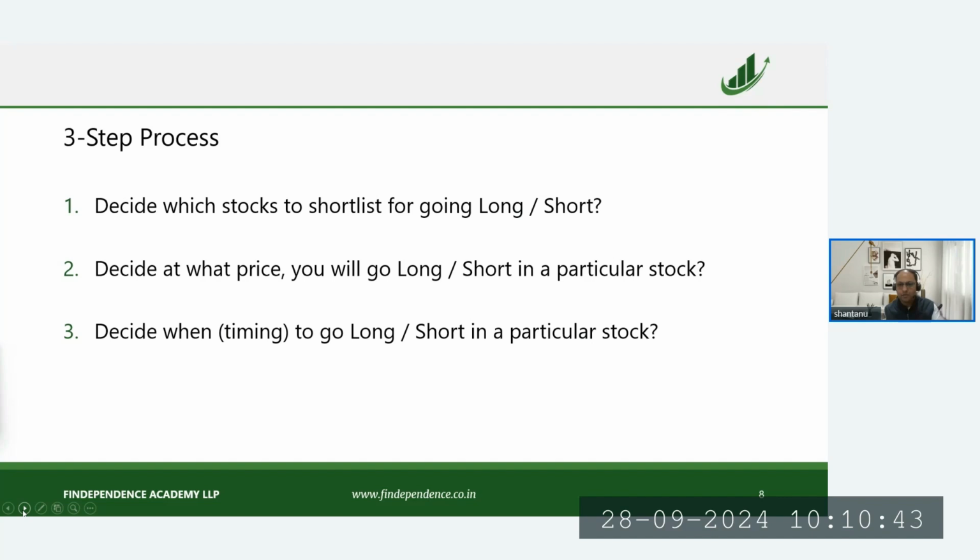Unless you have answers to all three questions or all three steps, you won't be initiating a single trade from now on. So in the first step, let's say you are a boy or girl about to get married. The first step that your parents would take is to register you on some kind of matrimonial website. The first step is registration, and after registration, you will be selecting or shortlisting the profiles that you are interested in.